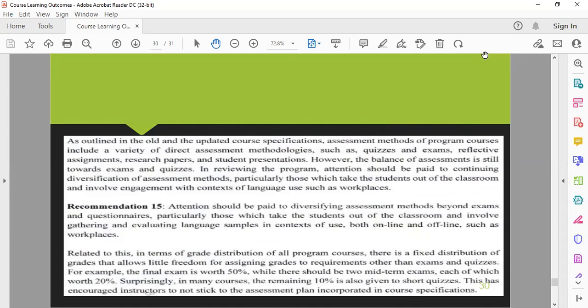We have to write what we can implement, and we should diversify the different methods, not only quizzes, exams, and tests. So this is a recommendation, and I think it has to be taken seriously into consideration.